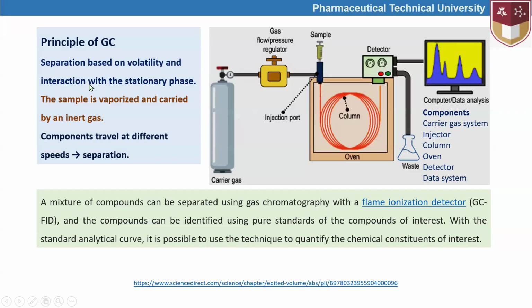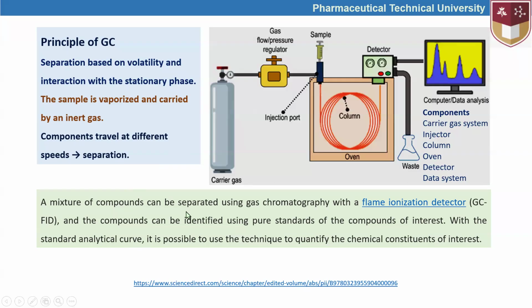Separation is based on volatility and interaction with the stationary phase. The sample is vaporized and carried by an inert gas, as we talked about earlier. We can use helium, nitrogen, or hydrogen as carrier gas. Components travel at different speeds, and separation is based on this traveling. The traveling speed comes from the interaction between the matrix and the compounds to be separated.